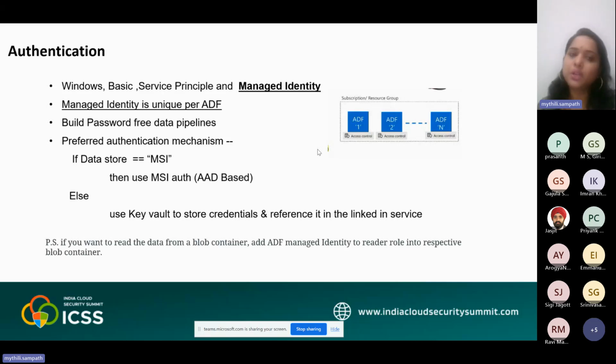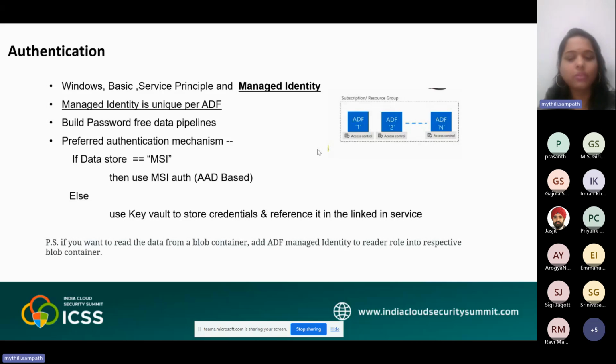And the recommendation is that the ADF and the resources used in the ADF be in the same subscription and resource group. It's the best recommendation. Keep it that way. The subscription and the resource group should be the same for the ADF and all the components used in the Azure Data Factory.